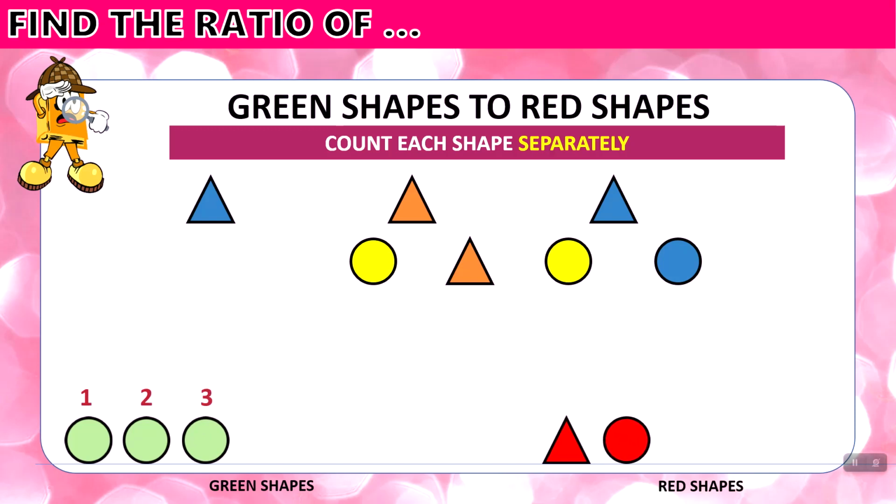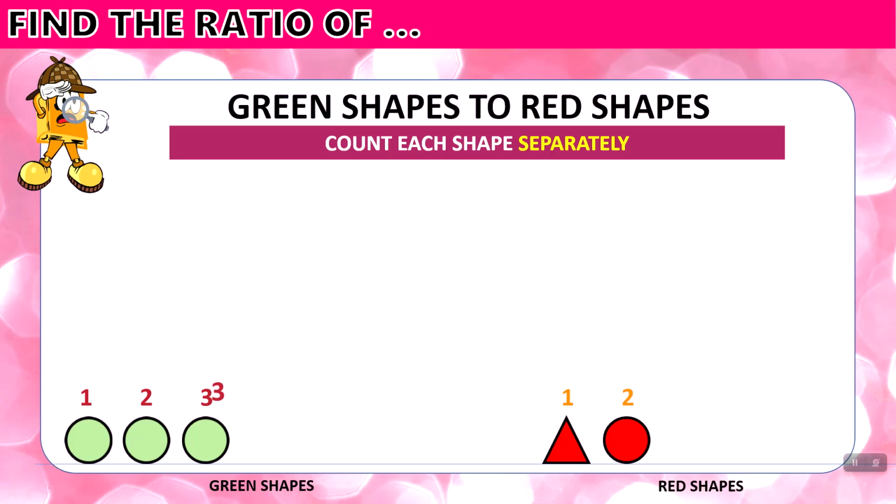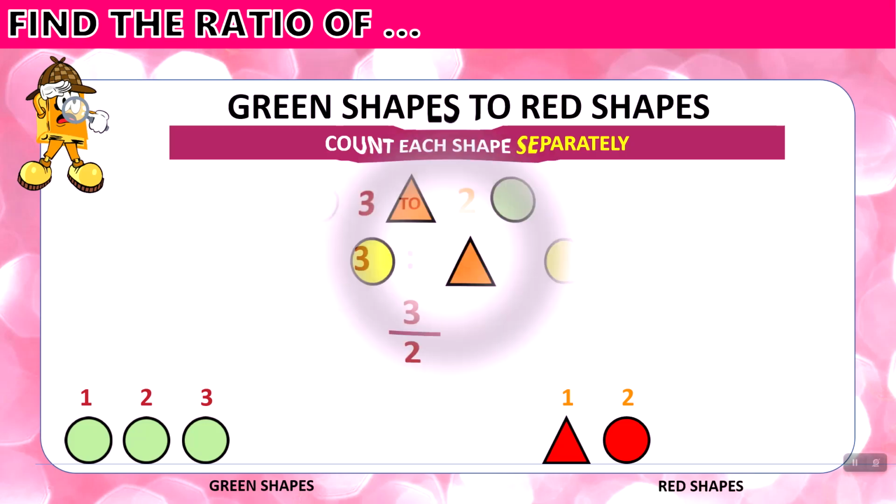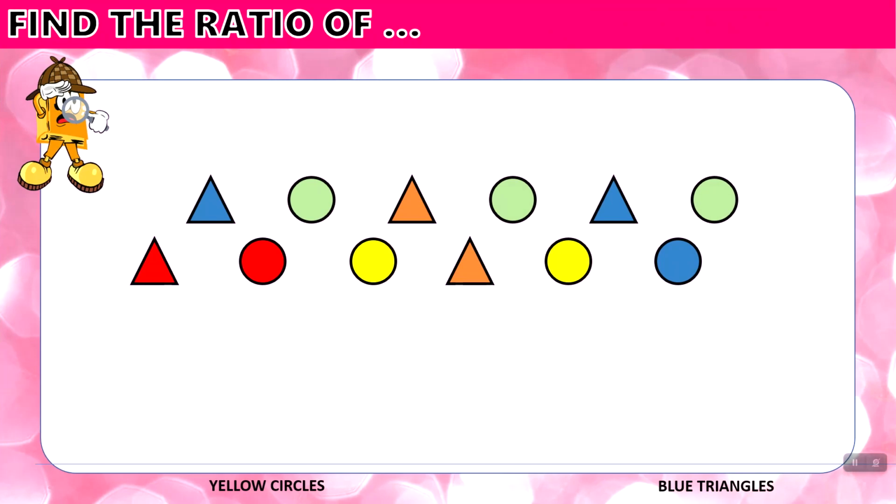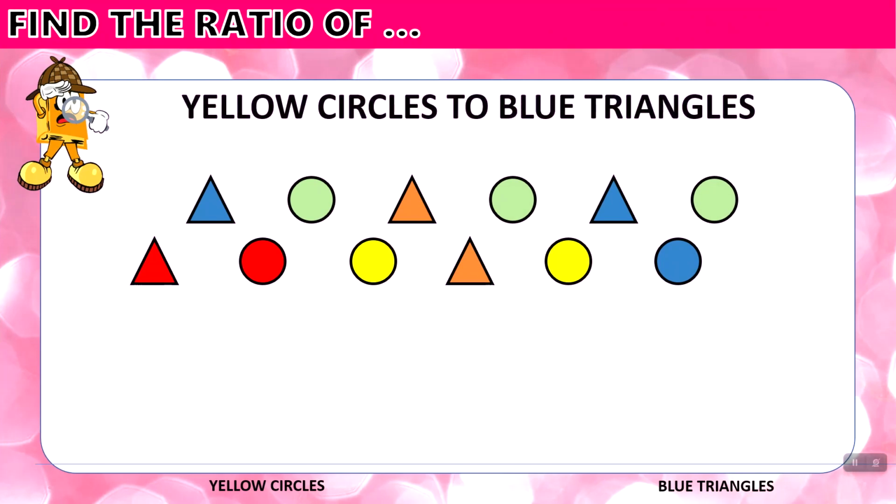1, 2, 3 green shapes, 1, 2 red shapes. And our ratio of green shapes to red shapes is 3 to 2. Again, we can write it as 3 colon 2, which reads as 3 to 2, or 3 over 2, which again reads as 3 to 2. And lastly, let's compare yellow circles to blue triangles.